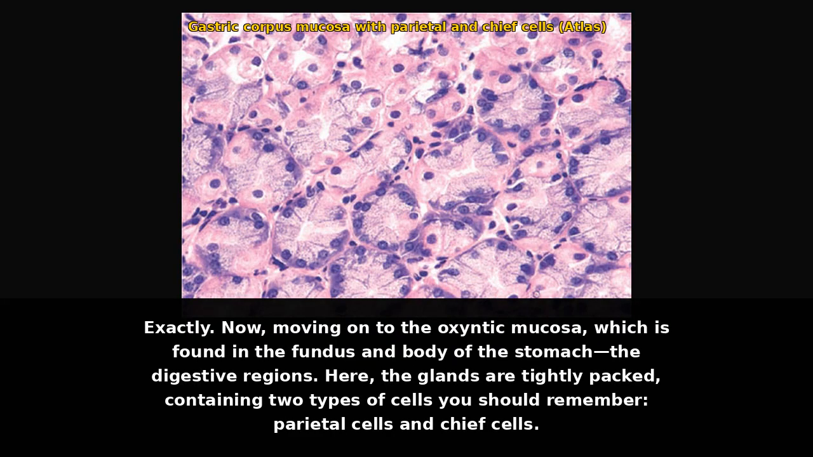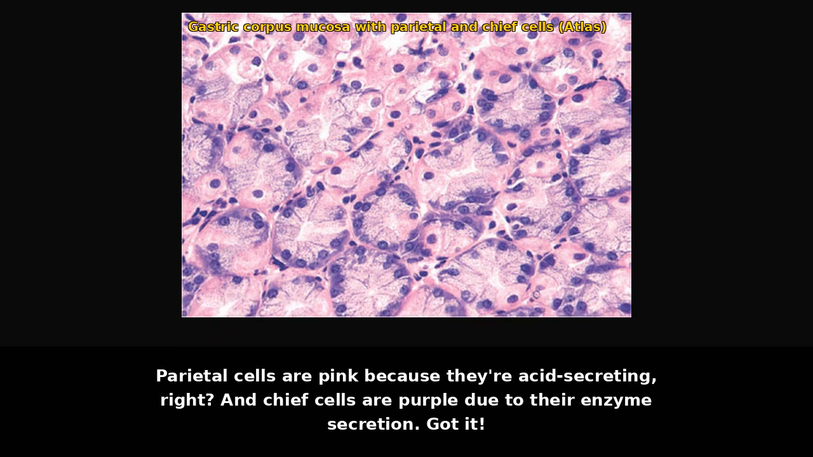Exactly. Now moving on to the oxyntic mucosa, which is found in the fundus and body of the stomach, the digestive regions. Here, the glands are tightly packed, containing two types of cells you should remember, parietal cells and chief cells. Parietal cells are pink because they're acid secreting, right? And chief cells are purple due to their enzyme secretion. Got it.